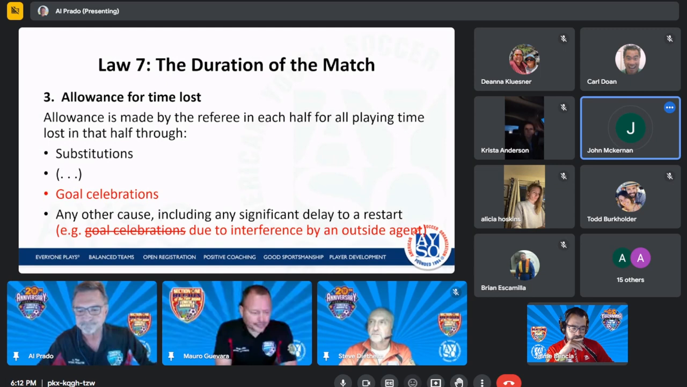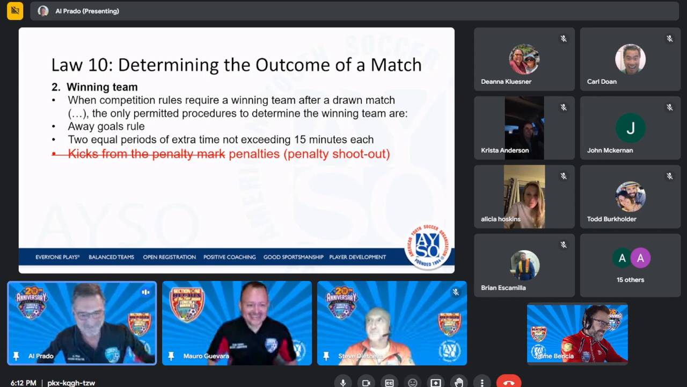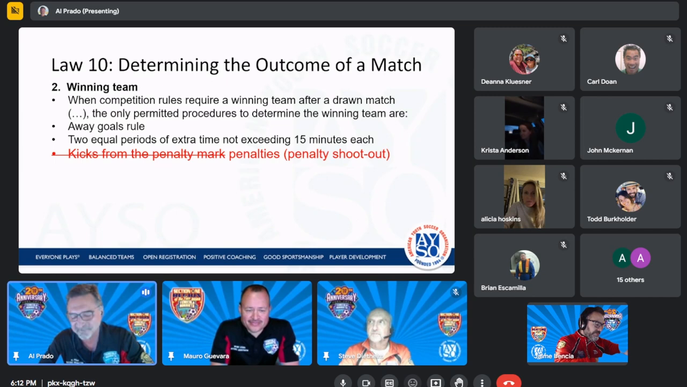Okay, determine the outcome of a match. This is when I almost left AYSO and soccer altogether because we lost the battle. It is now official. At the end of a match, you can say it goes into penalty kicks or shootouts. Sorry, Al. I still call it kicks from the mark, but I'm in the wrong now. Anyway, we did make an official change. So now it's penalty kicks or penalty shootout.